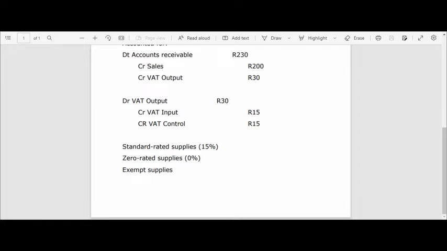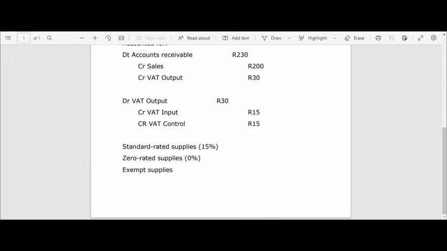They've got capital input tax, in other words, on non-current assets that you've acquired. And then they've got a separate block for input tax for bad debts. Okay, so that changes the situation a little bit.